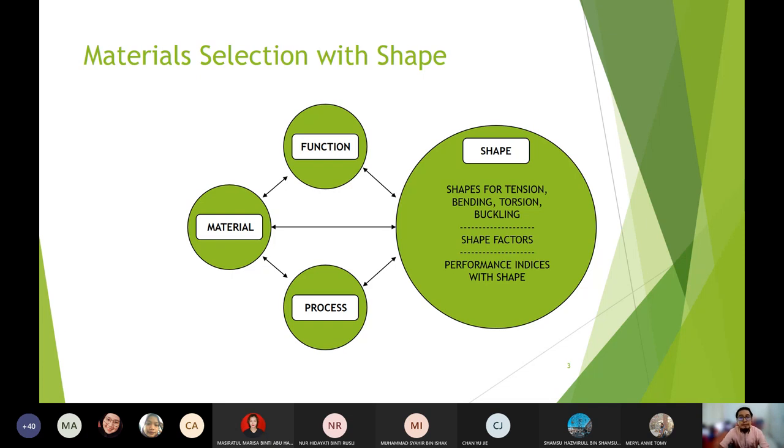It has shape, and the shape depends on what kind of function it has, and the process it needs to undergo also determines what kind of shape you need. You cannot simply say, I want to make a computer mouse, and all of a sudden decide, I choose a square shape.